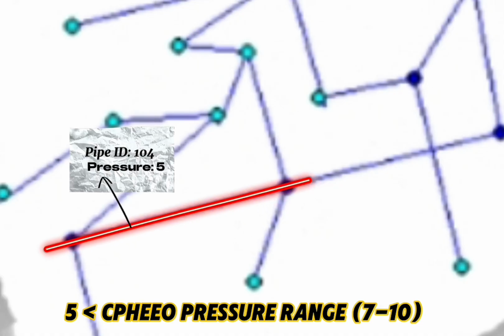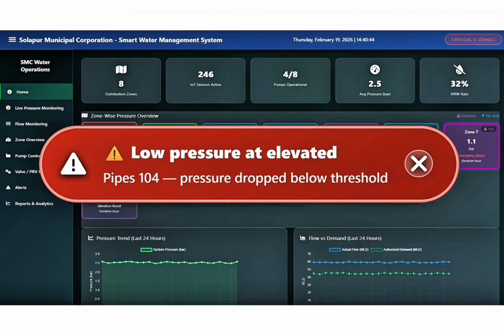Since this pipe belongs to an elevated region, the corresponding threshold applies. When the value falls below the acceptable limit, it is automatically flagged as a low pressure condition in an elevated zone. Then the dashboard instantly generates an alert.